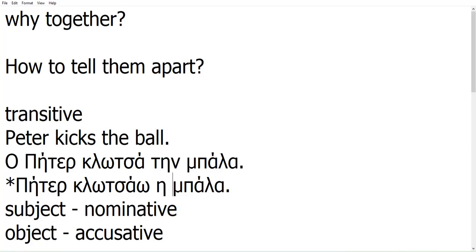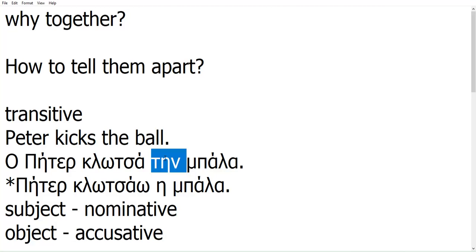If you say Klotsao Ibala, it's ungrammatical, it doesn't make sense, and it's something like saying I kicks ball. Yeah, something like that. Or the ball kicks I. It's very weird. It sounds really weird in Greek if you say something like Klotsao Ibala. So the other thing here is to put the article that corresponds to the accusative.